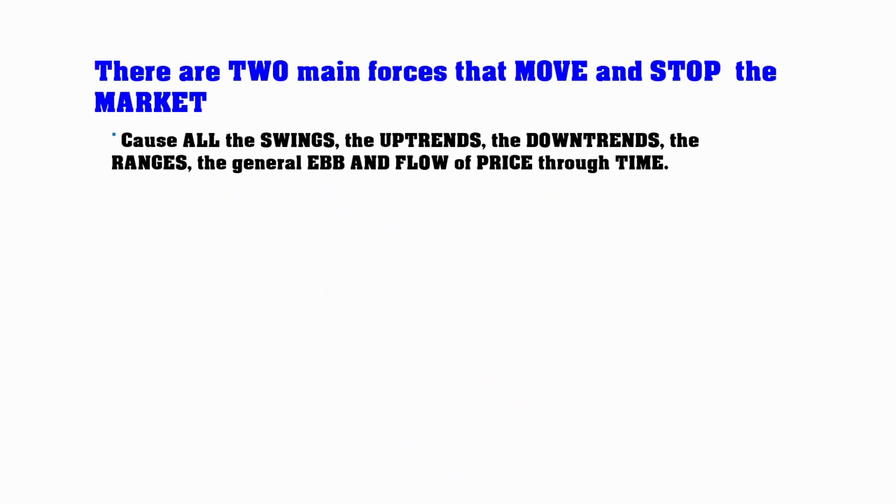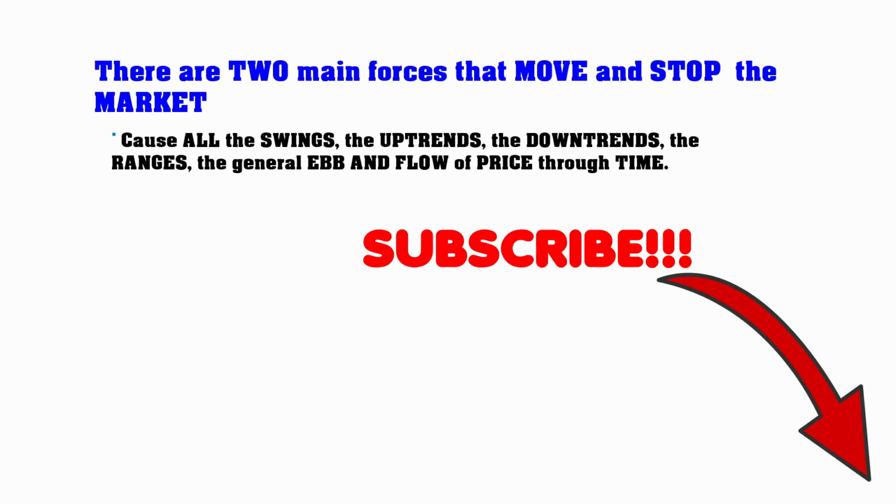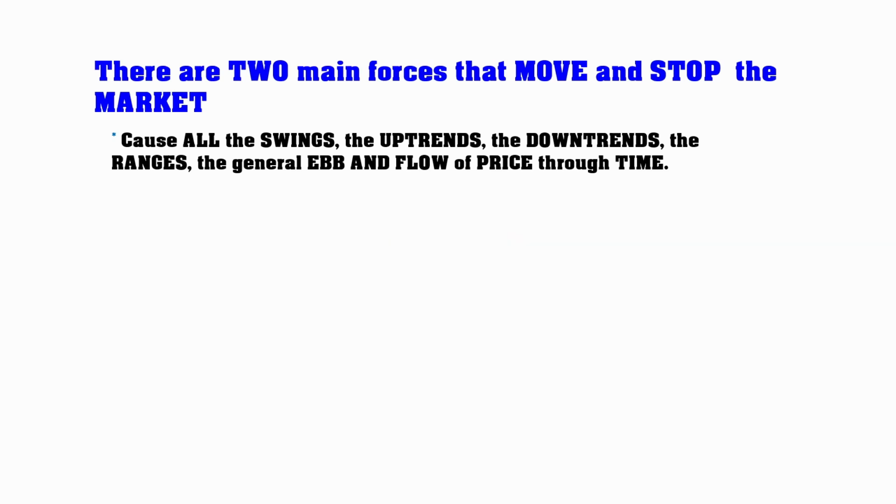Okay, so there are two main forces that move and stop the market. These two forces are the ones that cause all the swings, all the changes in trends, the uptrends, the downtrends, the ranges, in general, all the ebb and flow of price through time in the markets, in stocks, commodities, forex, and even Bitcoin.